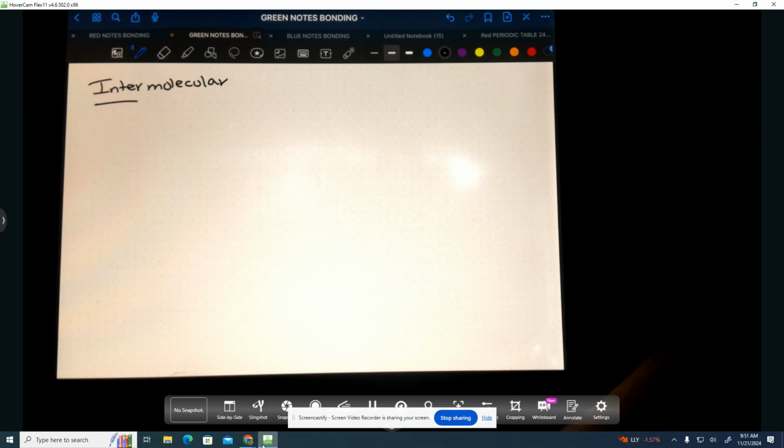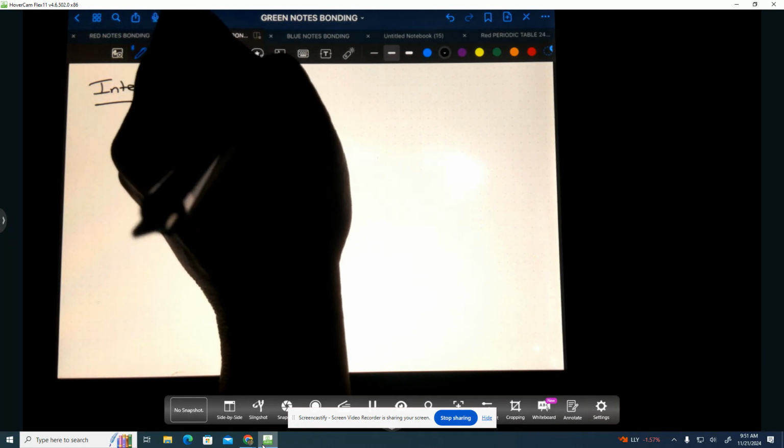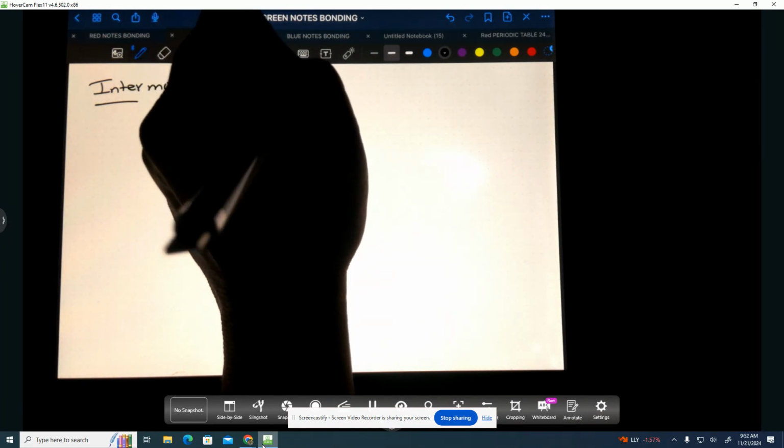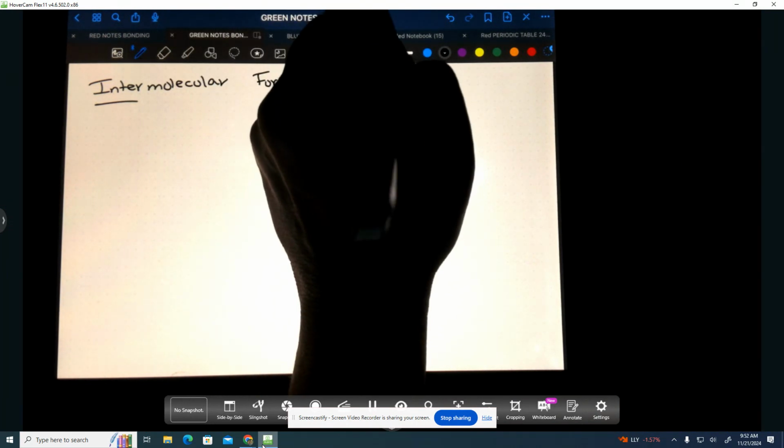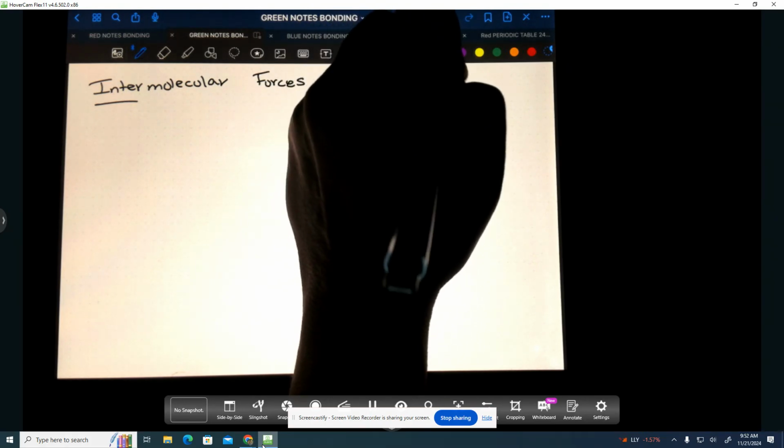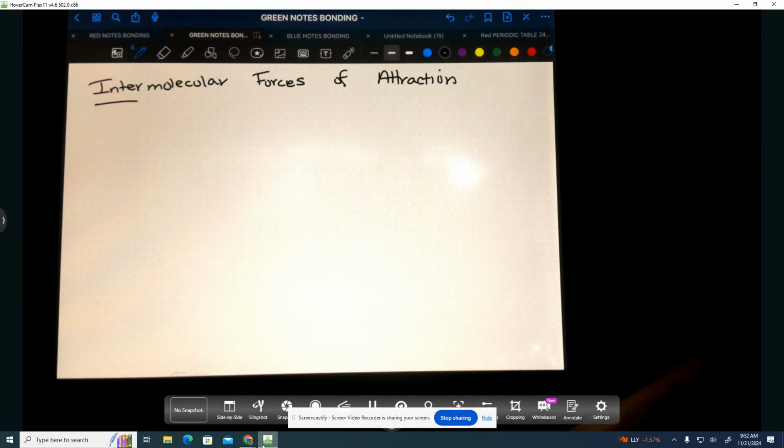I'm going across states. I'm between the states. Okay? Now, there are intermolecular forces of attraction, which are things that are holding molecules to other molecules.